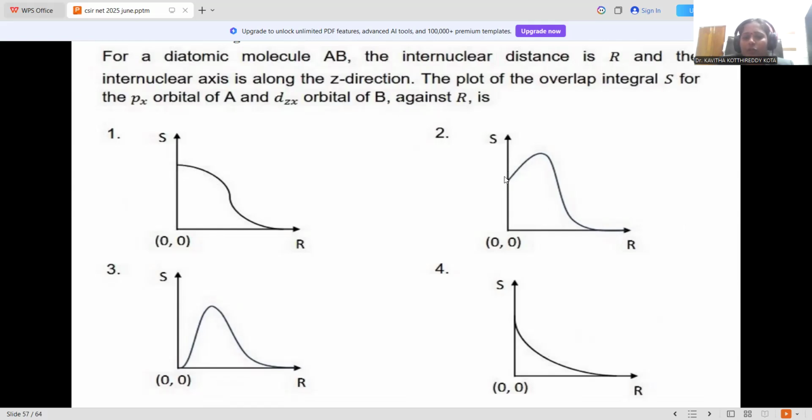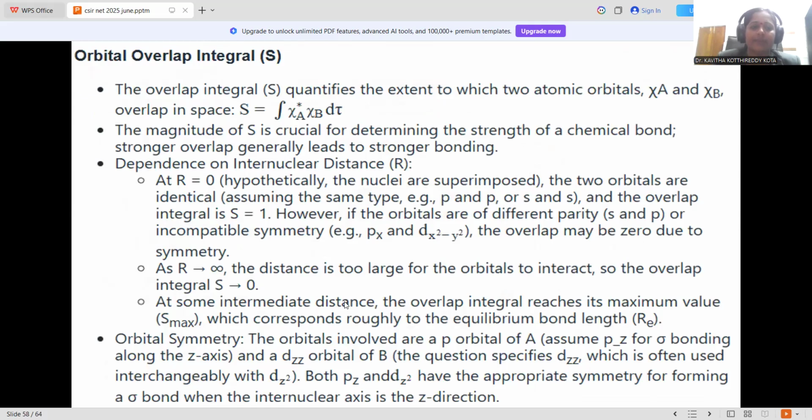In option number 2, the S value, the overlap integral, is also non-zero. In option 3, the overlap integral value is 0 and the R value is also 0 at the end. In option number 4, we have a non-zero overlap integral value and the value becomes 0 at the end. So these 4 curves are provided for this diatomic molecule AB. You need to identify the correct answer.